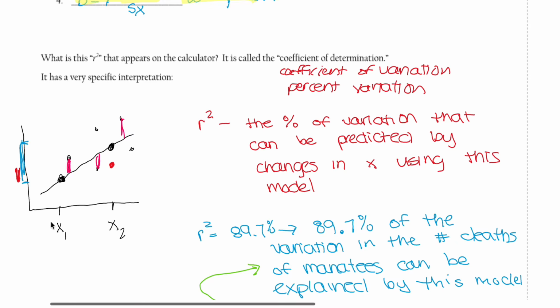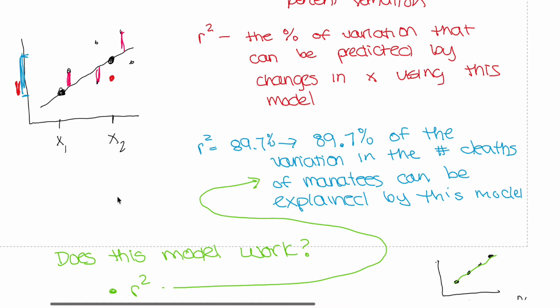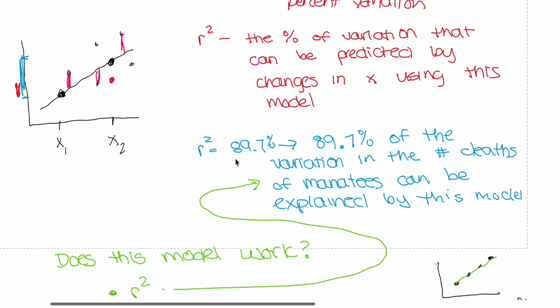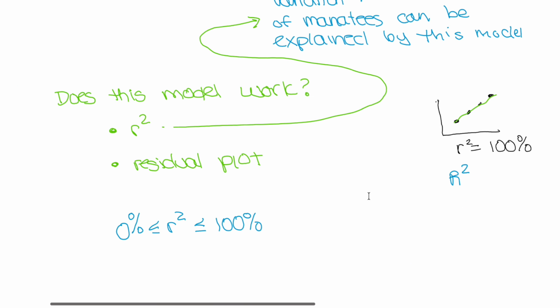So just think about the graph right here from x sub 1 to x sub 2. In the range, we want to find the difference between the observed data minus the predicted data, which gives you the residual. R squared is the percent of variation that can be predicted by changes in x using this model. R squared, in this case, is going to be 89.7%. How do we interpret it? It's going to be 89.7% of the variation in the number of deaths of manatees can be explained by this model.